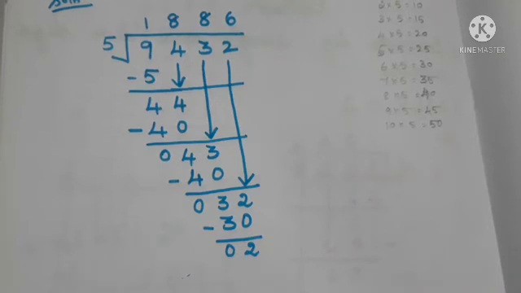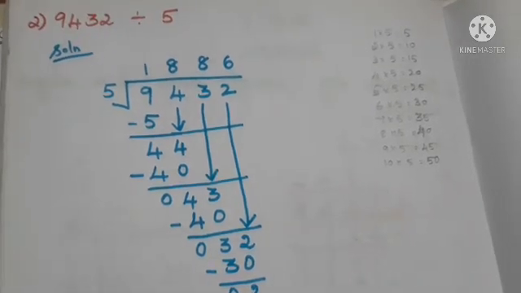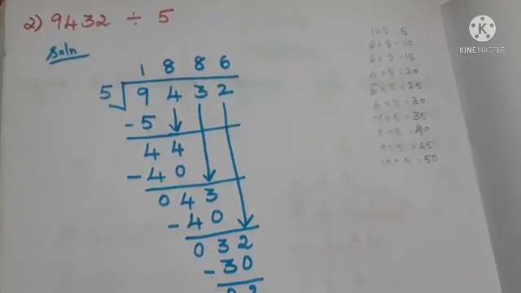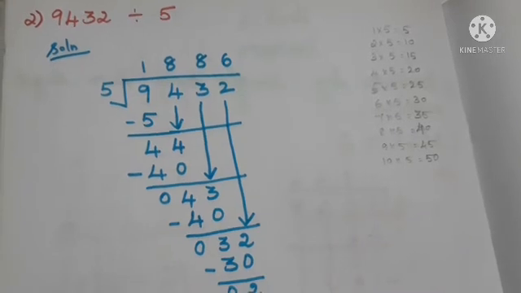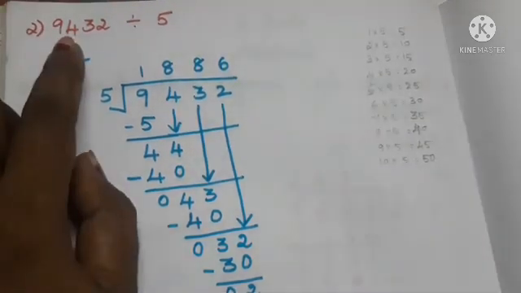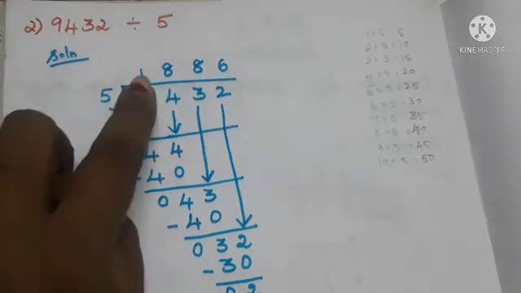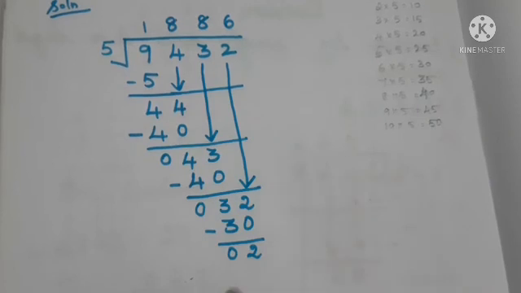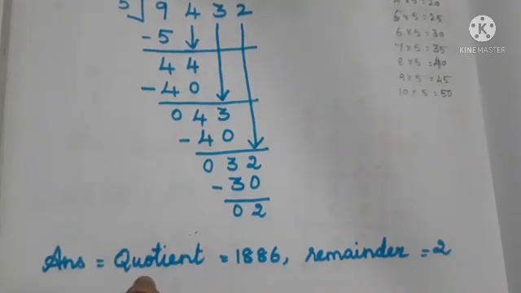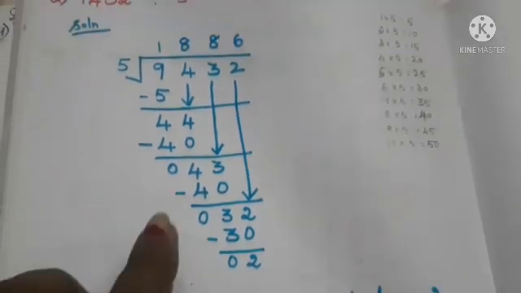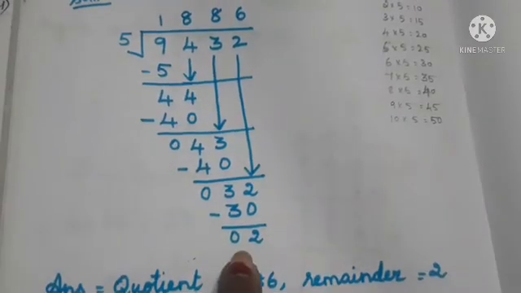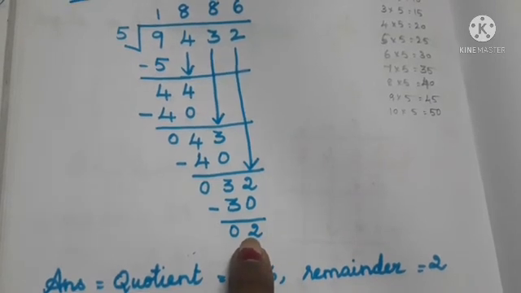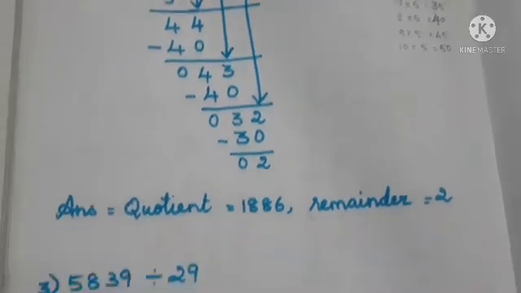So we got the answer, that means the quotient as 1886. Okay, 1886 is the quotient value. We will get it when you divide 9432 by 5, means the answer is 1886 and the remainder is 2. So we can write the answer. Our answer is, quotient is equal to 1886 and remainder is equal to 2. 2 is the leftover number, that is called the remainder value. Okay, understood, ma? Next we can see the next problem.